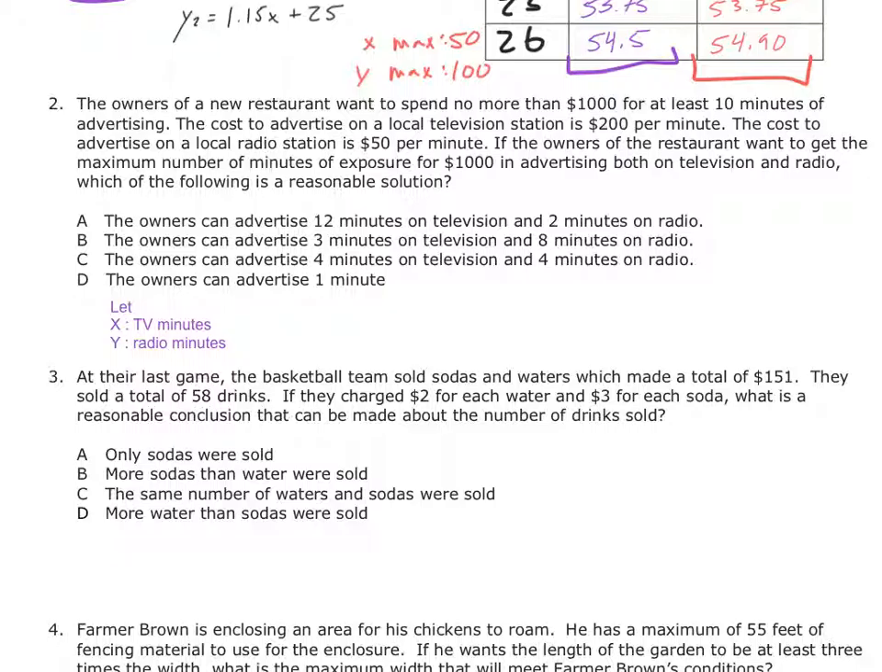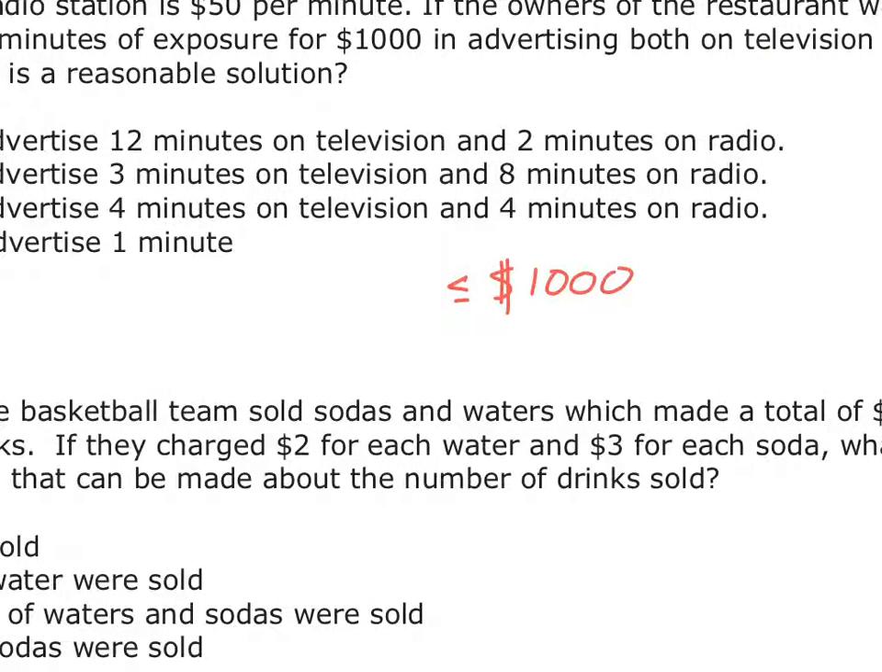Well, I'm going to start back at the beginning of this. It says the owners of the restaurant want to spend no more than $1,000. So if you think about those words, no more, they don't want to spend $1,001, they don't want to spend $2,000, they want to spend no more than $1,000. And if we write that as an inequality, then we would have something has to be less than or equal to $1,000, because again, we don't want to spend over $1,000.